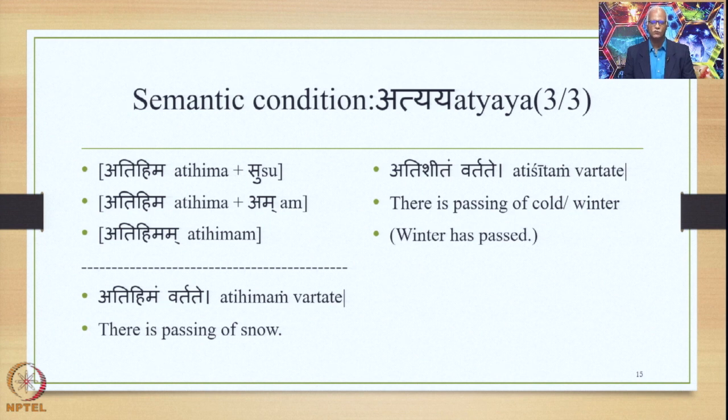There is passing of snow. The season has changed, and so the hima, the snow, is destroyed. So atihimam vartate. Similarly, we can also say atishitam vartate. The winter has passed. There is passing of cold or winter. That means the warmth has started growing. So shita or winter has ceased to exist. So this is dhvamsa of shita as well as dhvamsa of hima. And therefore the condition atyaya applies. And so we get the avyayibhava samasa in the form of atihima as well as atishita.